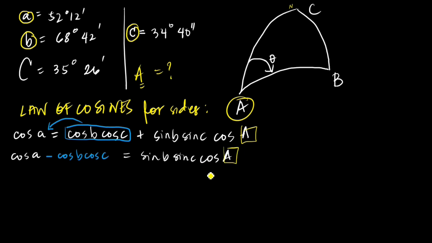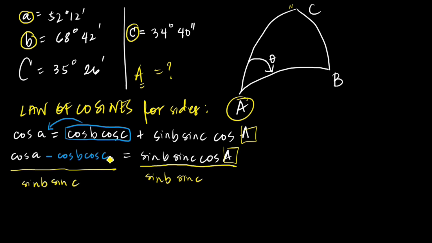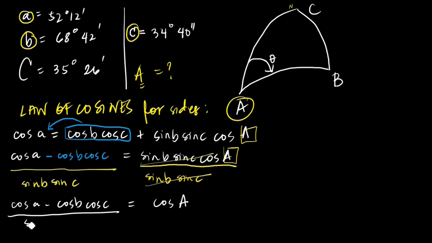So in this case, we need to get rid of the sine B sine C on the right side. So in order for us to do that, we're going to divide it by sine B sine C. Same with the left side. Sine B sine C. Okay, then we can already cancel this. So we do have cosine of big A. On the left side, we have cosine A minus cosine B times cosine C over sine B sine C.